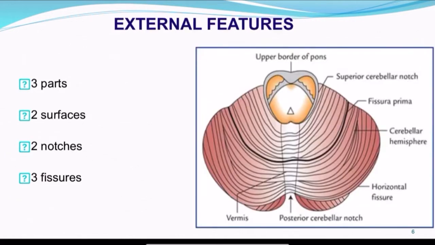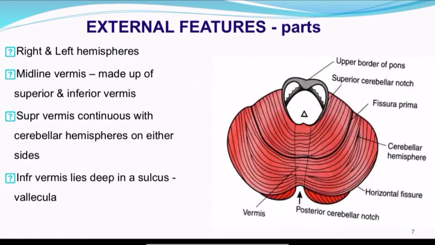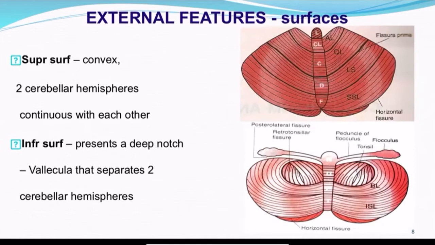Now, moving on to external features, it has three parts, two surfaces, two notches and three fissures. So, these features we will be studying one by one in detail now. Parts, it has three parts, right and left hemispheres and a midline vermis. The vermis is made up of a superior vermis and an inferior vermis. Superior vermis is continuous with cerebellar hemispheres on either side. Inferior vermis lies deep in a sulcus known as vallicula.